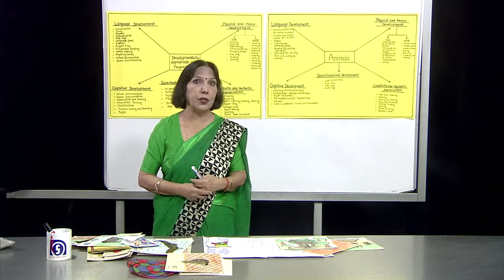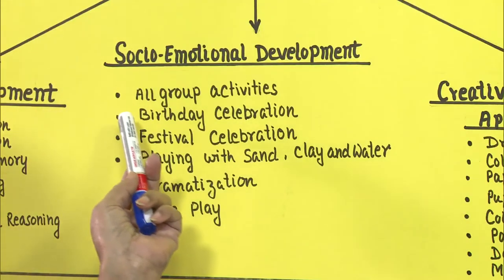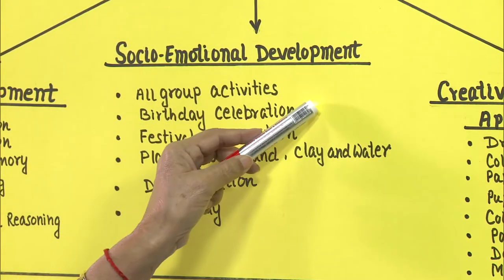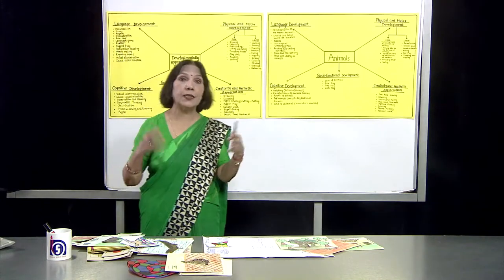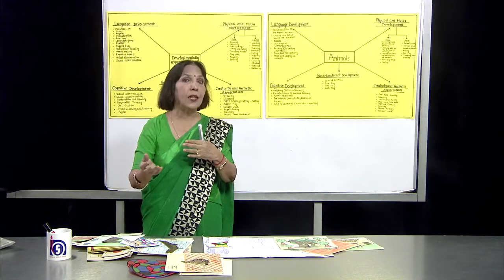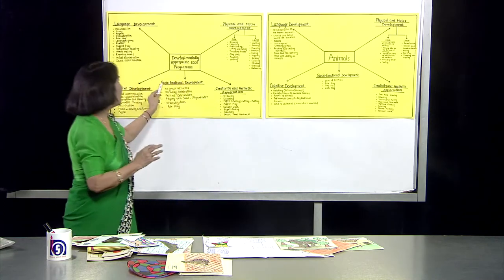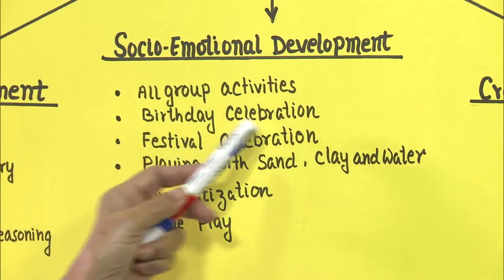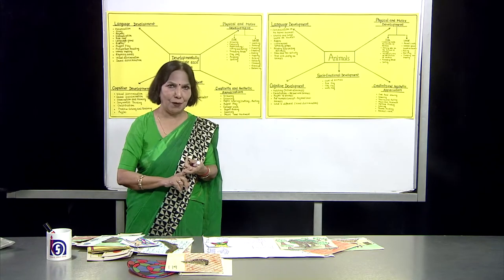That is very important. So all group activities are for socio-emotional development. Group activities, because they are sitting, they are playing in a group, they are talking to each other, they are helping each other, and this is for social development. Okay? Now, birthday celebration. Birthday celebration is also socio-emotional development.